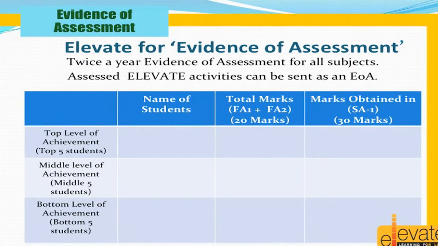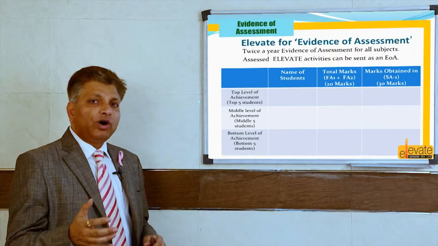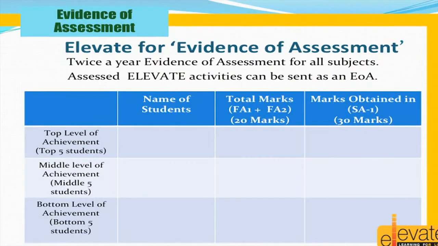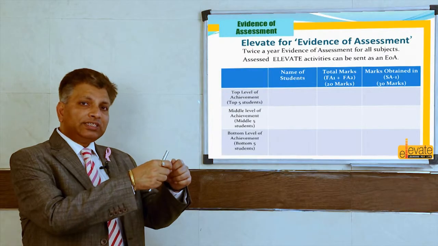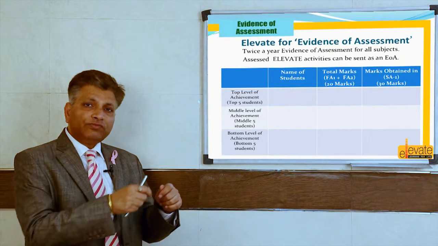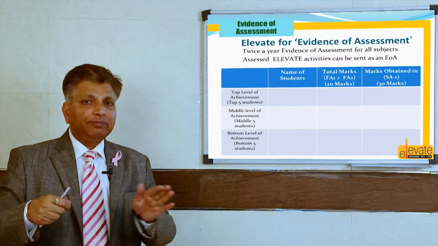And then after using the Elevate program, CBSE is asking for evidence of assessment, which you have to file twice a year, for term 1 and for term 2. Assessed Elevate activities can be sent as evidence of assessment. See, all these activities are perforated in the students' workbook. Whatsoever you are using for the assessment, please take it out from the book of the student and keep it in the student's profile.